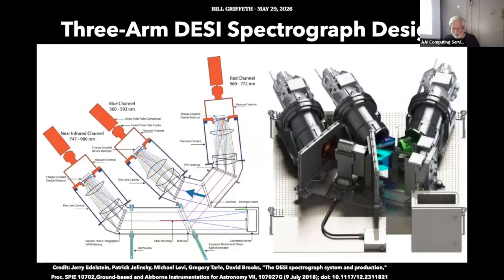The shorter wavelength light then enters the blue channel, where a third grating disperses it into a spectrum that is then focused onto the CCD of the blue channel. So that's basically the most complex optical path discussion you'll see tonight.